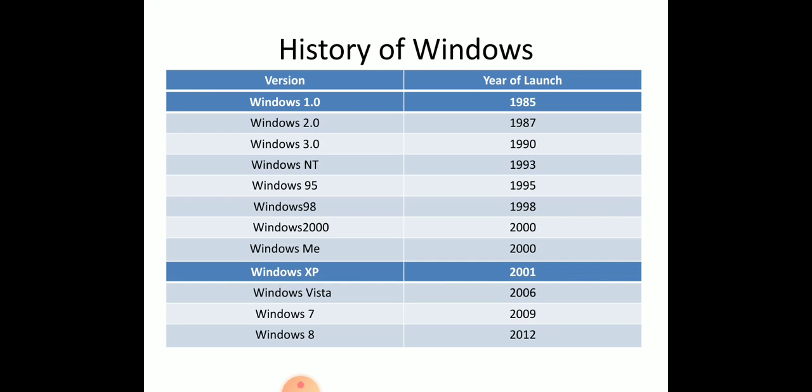Windows 95 launched in 1995. Windows 98 launched in 1998. Windows 2000 in the year 2000. Windows Me in 2000. Windows XP in 2001. Windows Vista in 2006. Windows 7 in 2009 and Windows 8 in the year 2012.